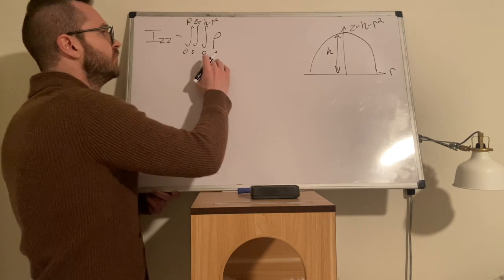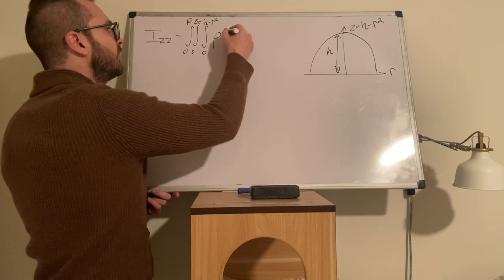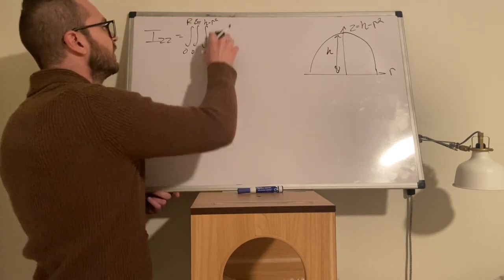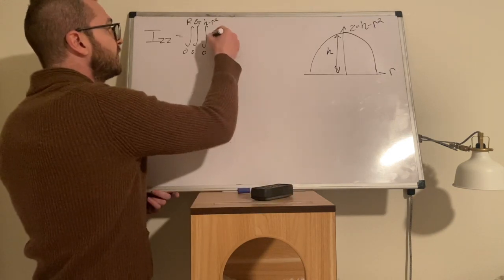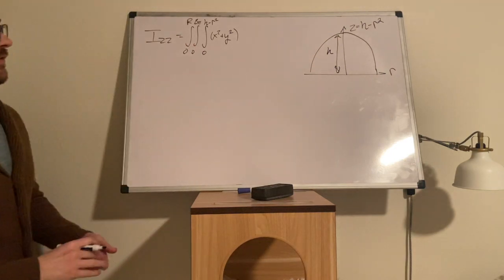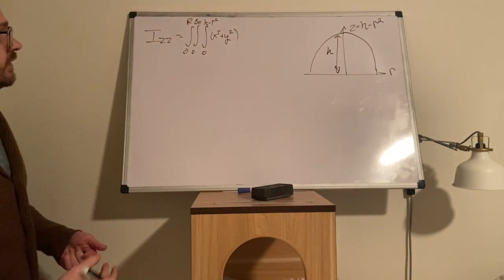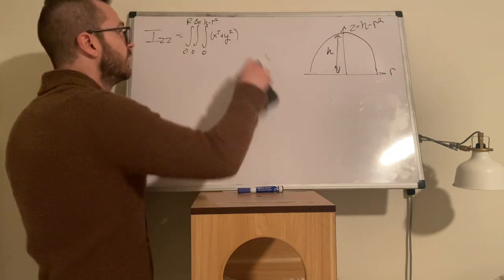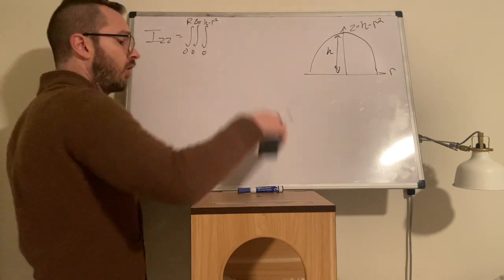So we know the equation, we know that it's density multiplied by, well, let's write it this way. It's the x squared plus y squared. Now, we're going to do this in cylindrical coordinates. We know that x squared plus y squared is equal to r squared.